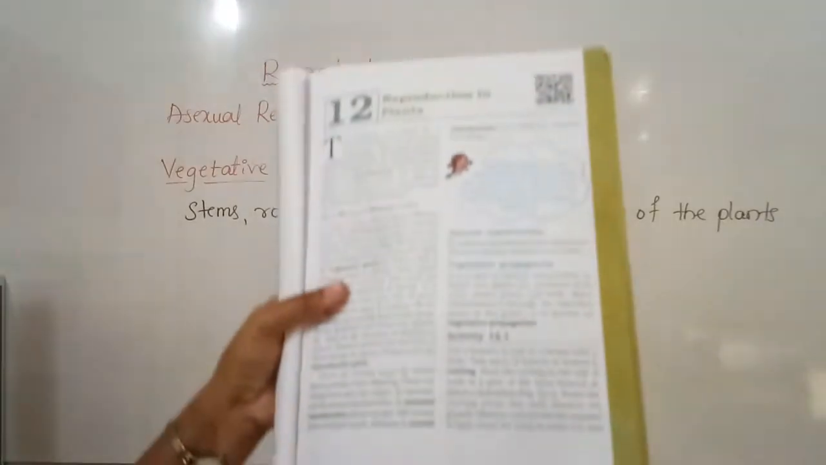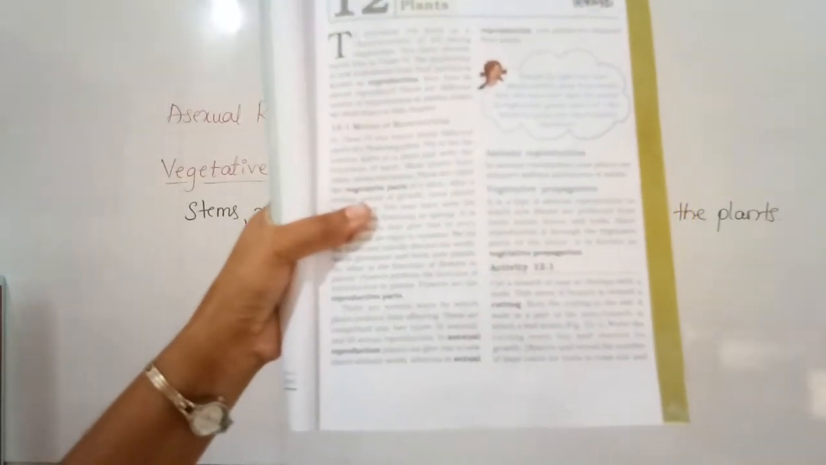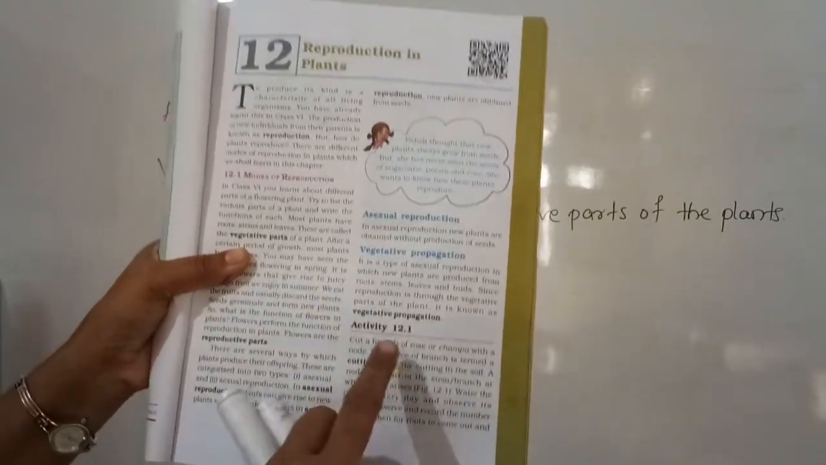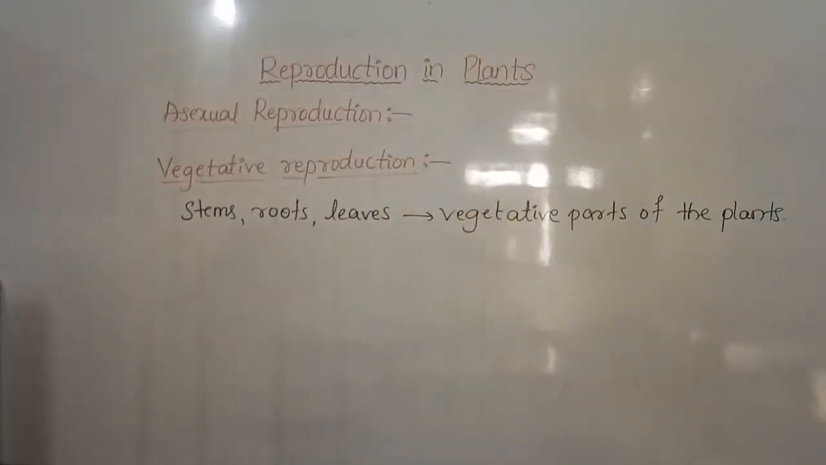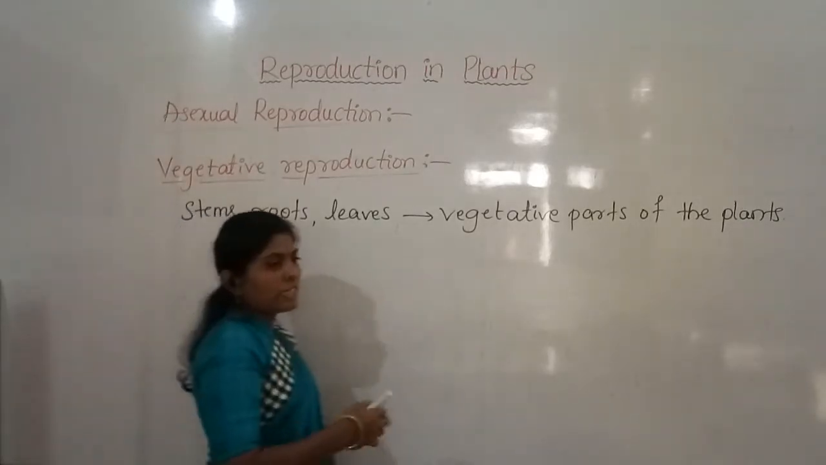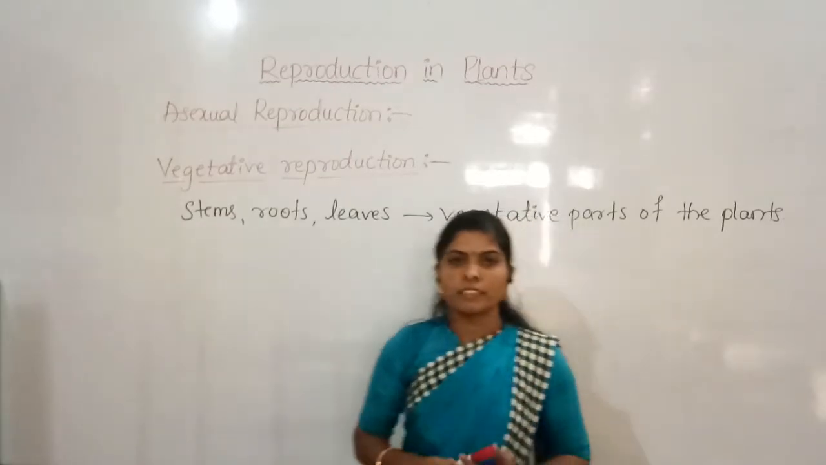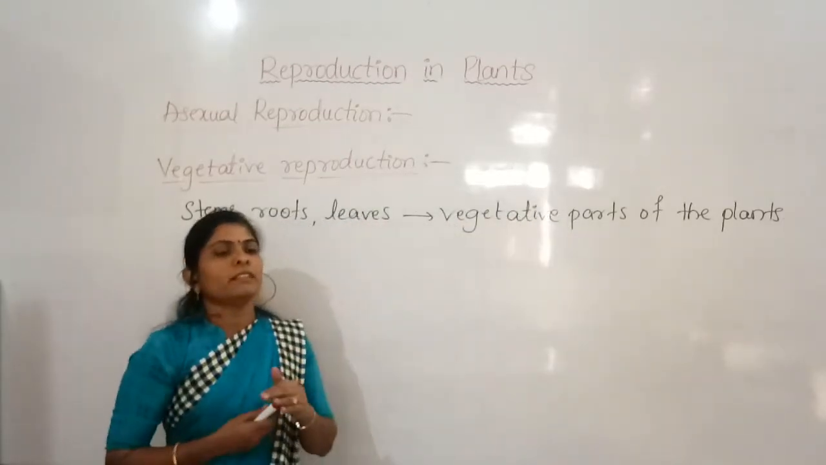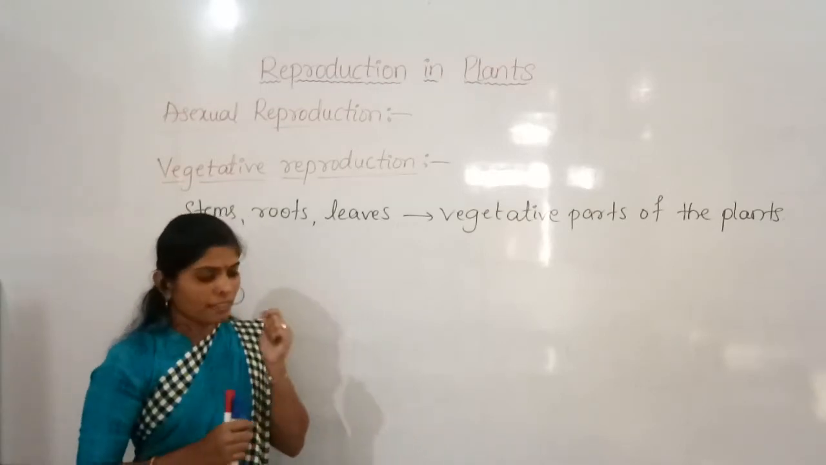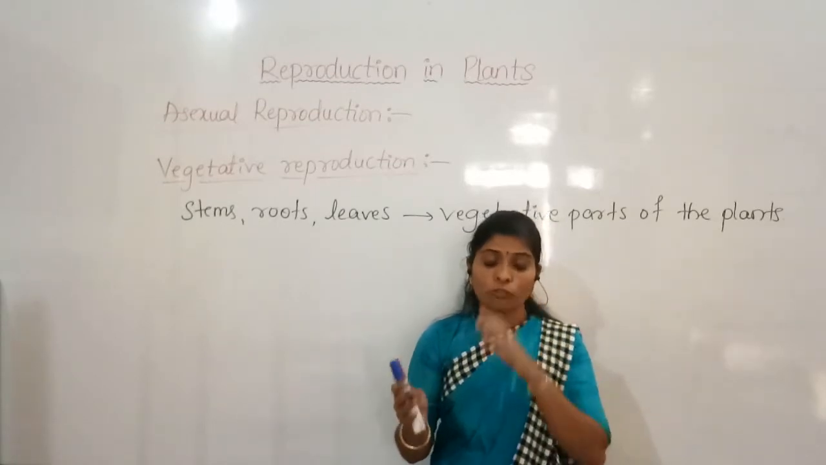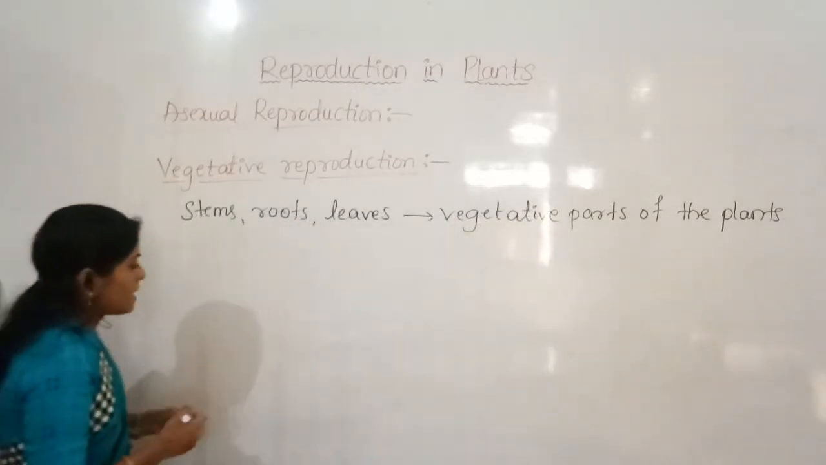See here, activity 12.1. Here you can take a branch, cut a branch of rose or champa carefully. Whichever one is available, you can cut it and just plant it. The stems we cut from the plants of rose or champa, we call cuttings.